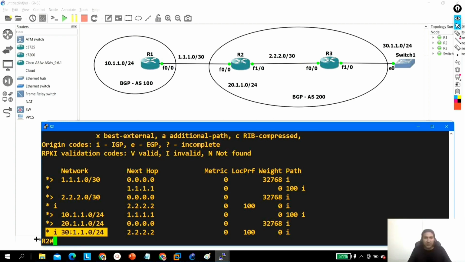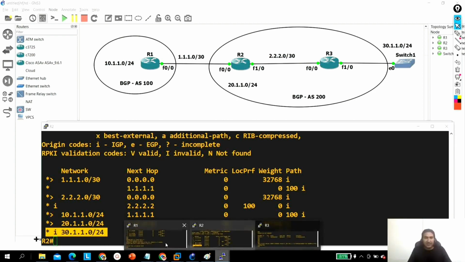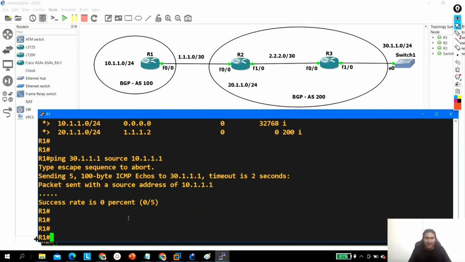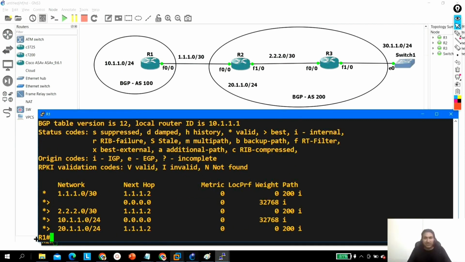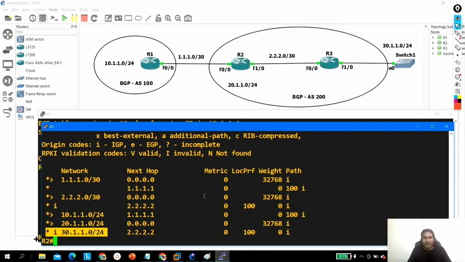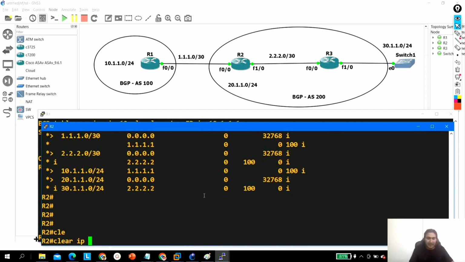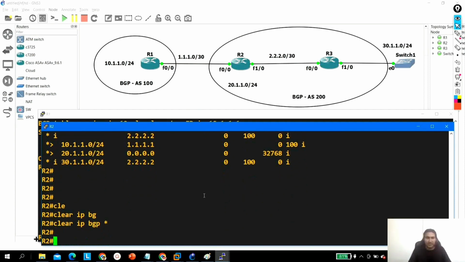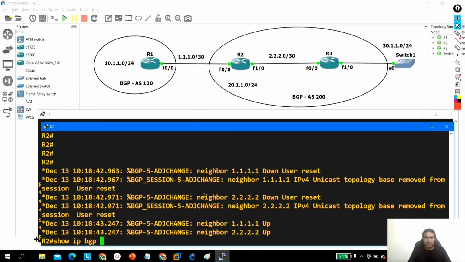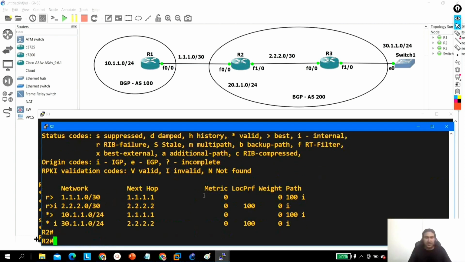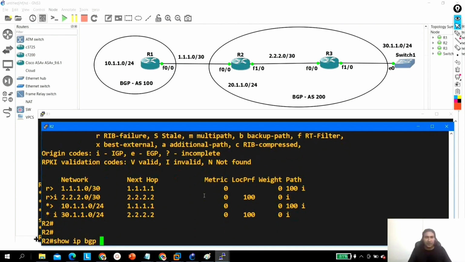Okay, so I think still router 2 is not advertising with router 1. So IP BGP. So yes, there is no entry. Let me do one thing, just wait for some time and clear IP BGP star. Okay, and now so IP BGP, so 30 prefix is still not valid.